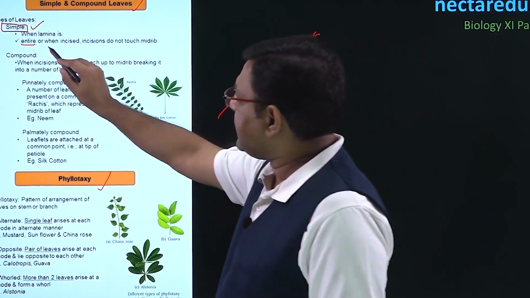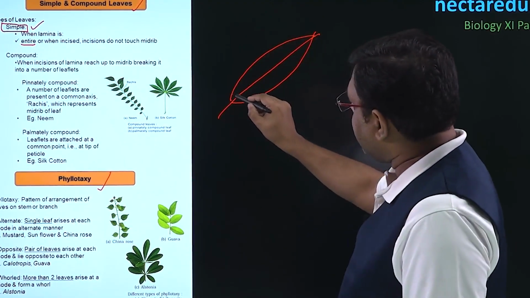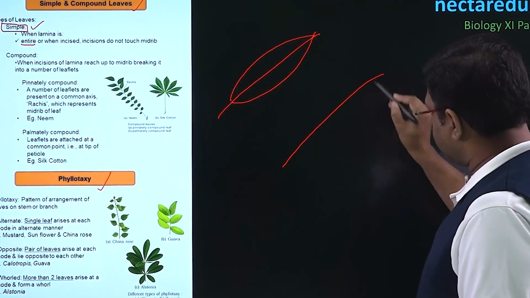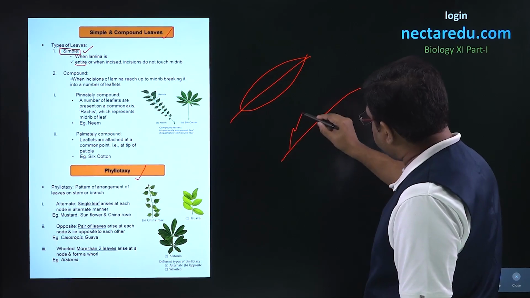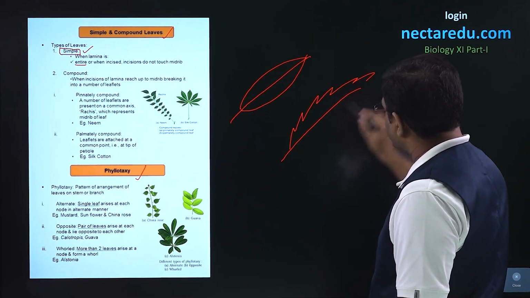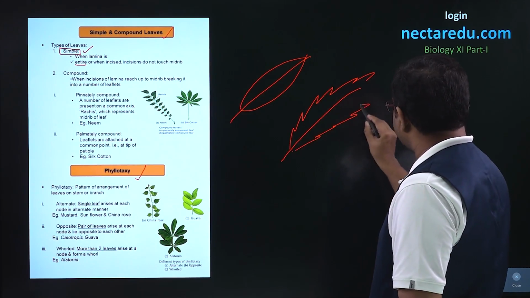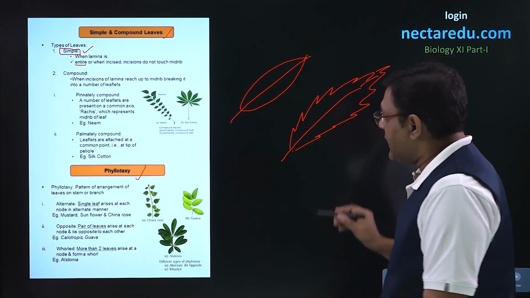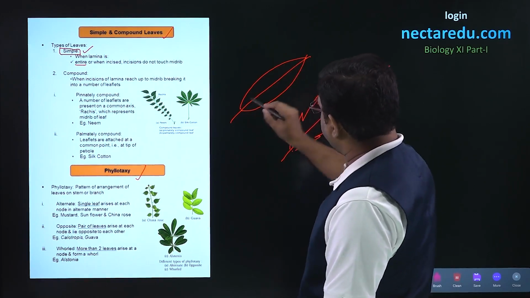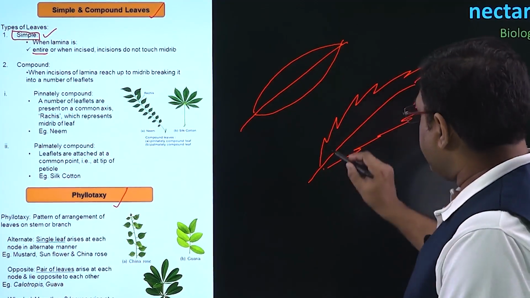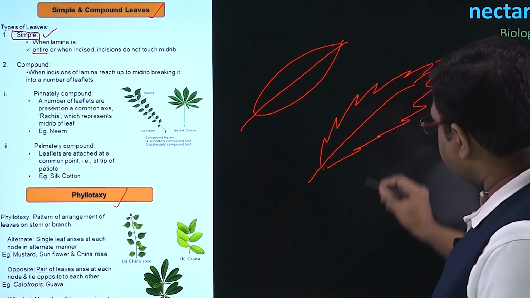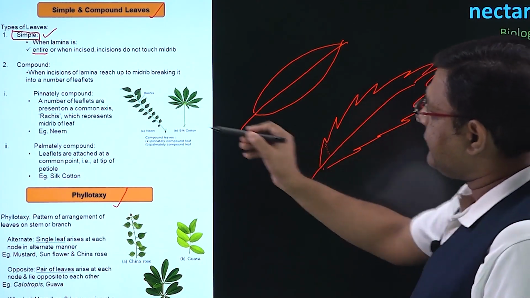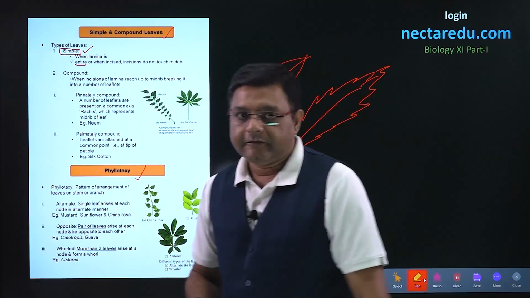The second case in this can be that the lamina is incised. So this is the midrib and the lamina is incised, but in this case, these incisions do not reach the midrib. So either the lamina will be entire, or if it is incised, then the incisions do not touch the midrib. It will be the case of a simple leaf.